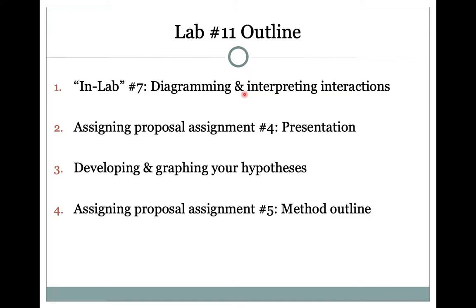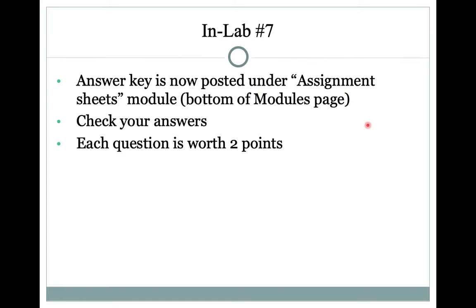So an outline for today: lab 11, we're going to go over in lab 7, diagramming and interpreting the interactions, again what we started last week. Secondly, we'll go over proposal assignment number 4, which is a presentation. We'll go over how to develop and graph your hypotheses, and finally we'll end with proposal assignment number 5.